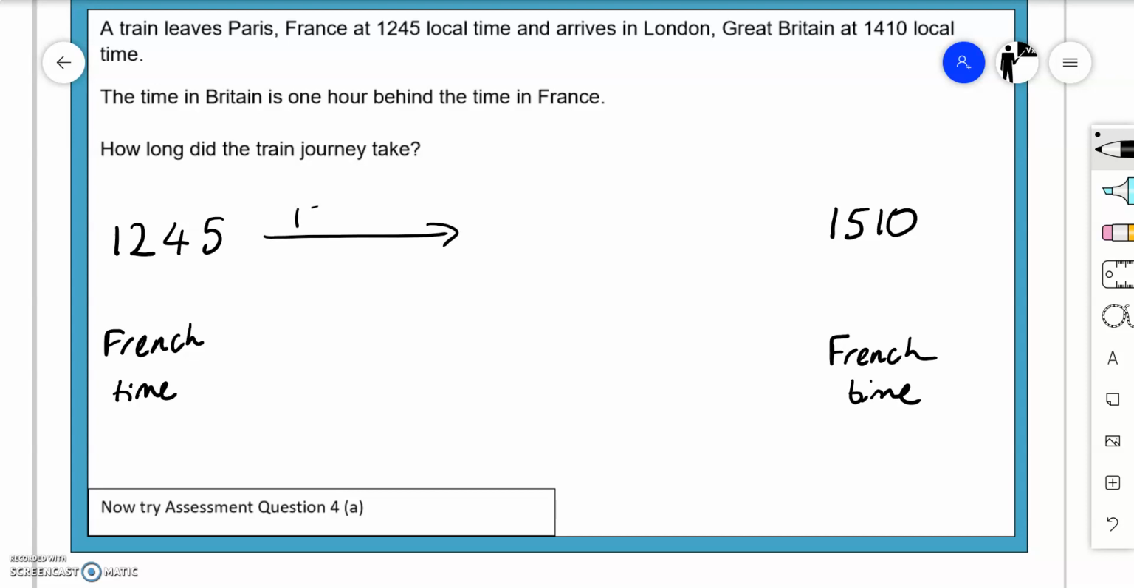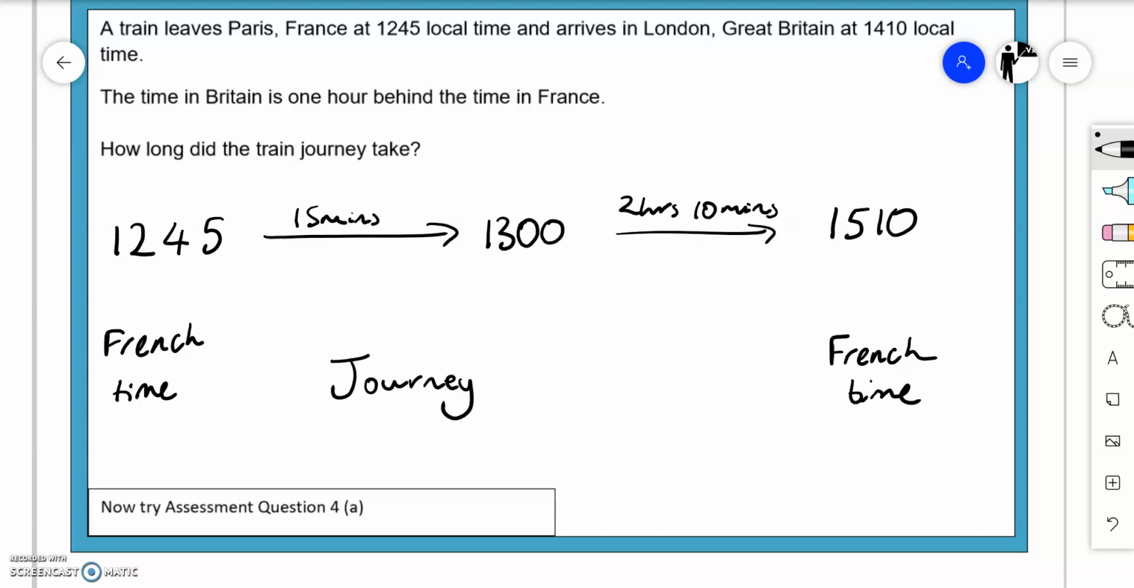We'll count on to the next whole hour. That's going to be 15 minutes. That's going to take us up to 1 o'clock. And then that's going to be 2 hours and 10 minutes. That'll take us up to 3:10. So altogether, our journey is going to take 2 hours and 25 minutes.